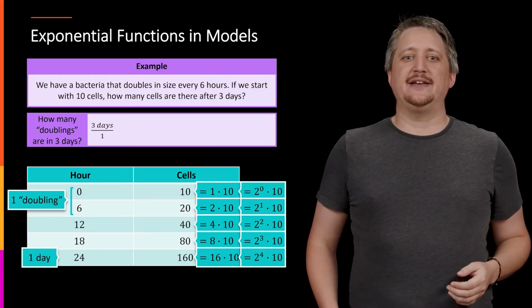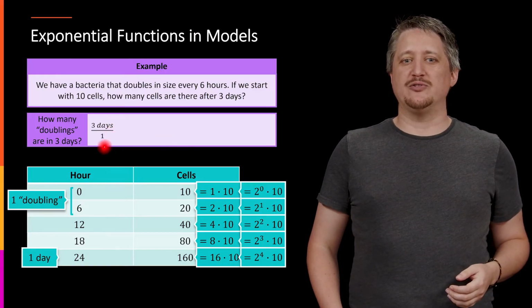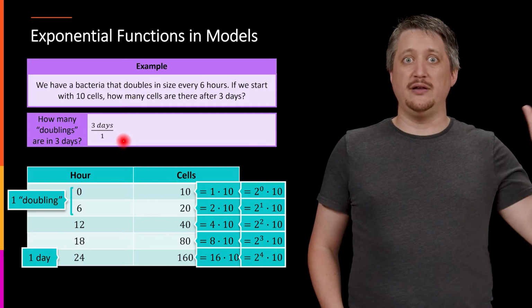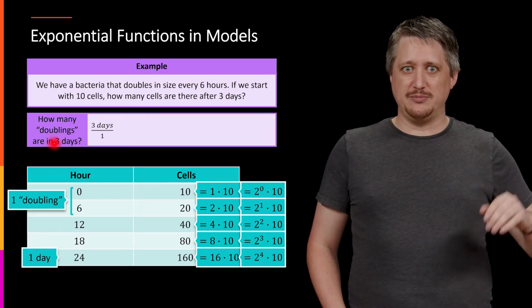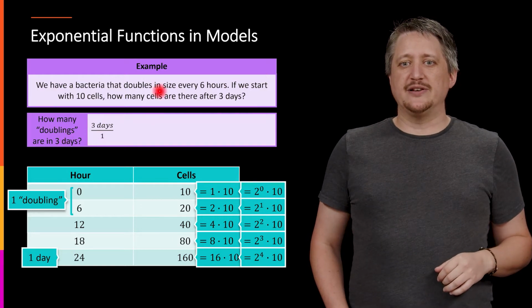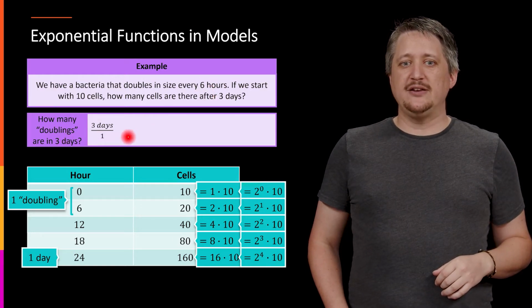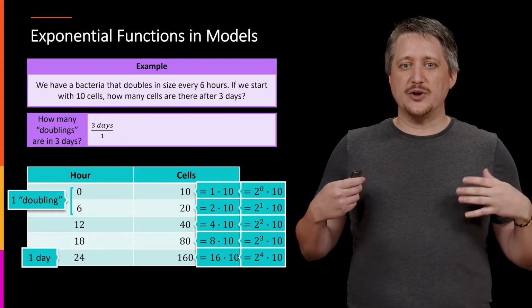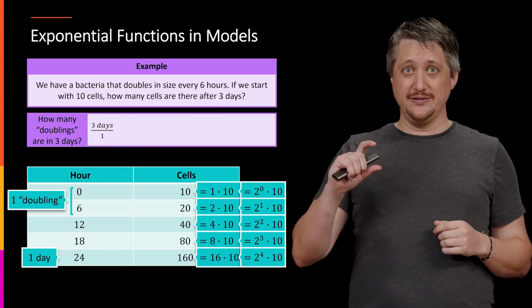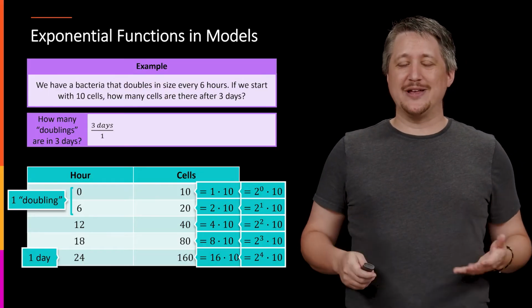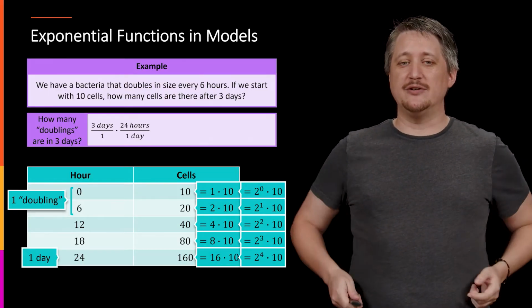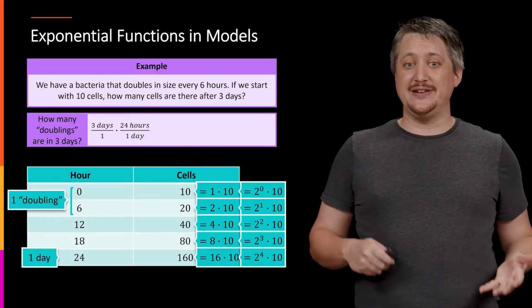So what I'm looking at here is I have 3 days, which I'm going to look at as a fraction, 3 days over 1. And I want to convert this to doublings. Now I know that doublings has to do with hours, so I need to convert my days to hours. I can do that by multiplying by 1, but multiplying by 1 cleverly, right? Remember that saying? I want to get rid of days and convert to hours, and I know there are 24 hours in a day.